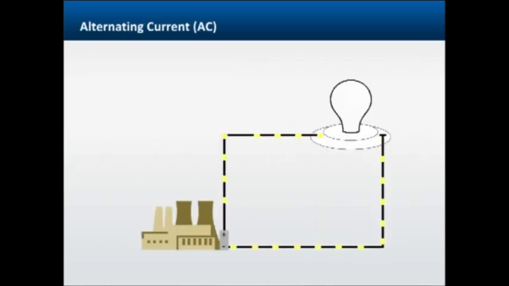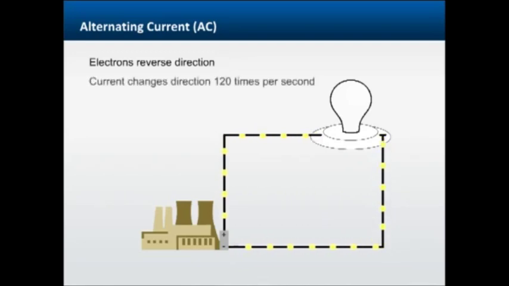The second type of electrical current is alternating current, or AC. In an alternating current system, the electrons periodically reverse direction of flow. The electrons flow through a material in one direction and then reverse their path and flow back in the other direction. This happens over and over again at a rapid rate. In fact, in U.S. systems, the current changes direction 120 times per second.